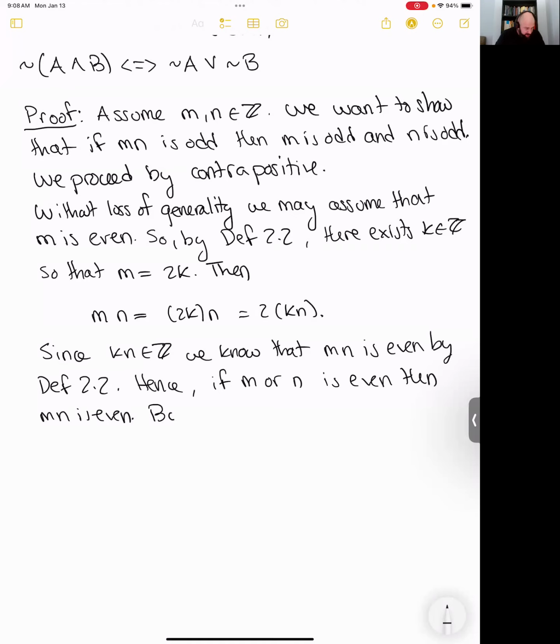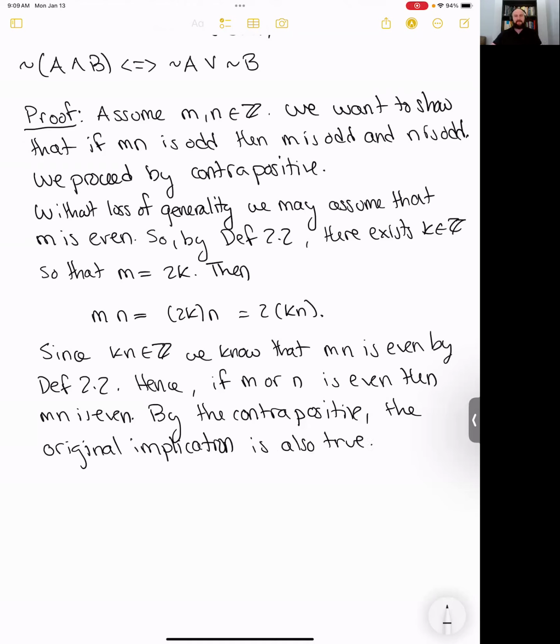And by the contrapositive, the original statement, or let's say the original implication, is also true. Good. So again, here we see using the contrapositive, but also using without loss of generality in the case where there's an or in the statement, but both parts of the or are basically the same in the conclusion that we're trying to draw.